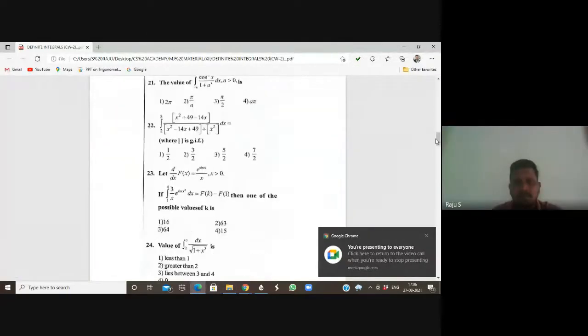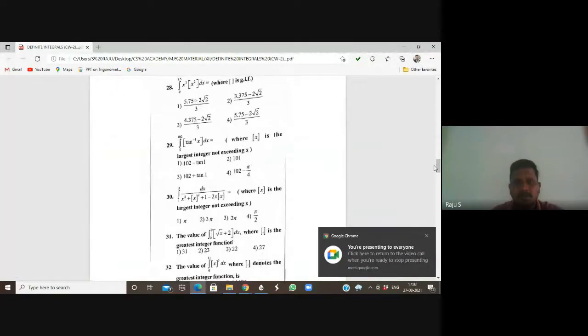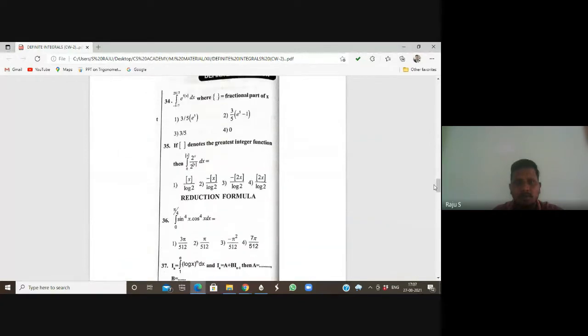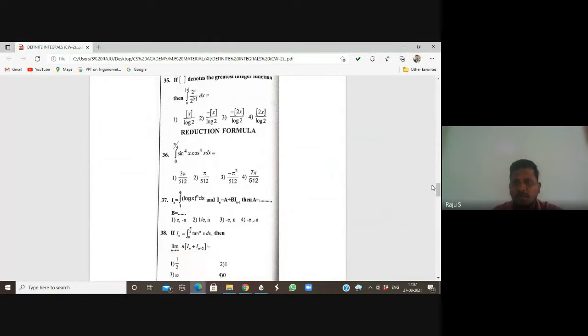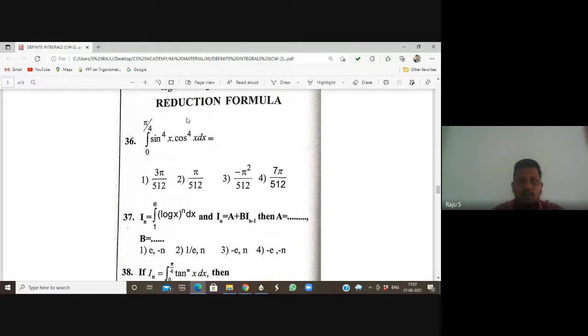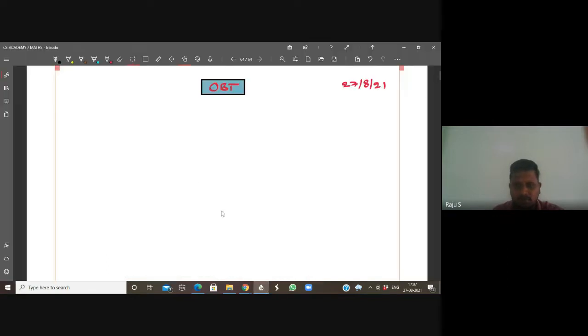In last class, I think we completed till question number 34 and 35. Let us start the reduction formula: sine power 4 and cos power 4 dx.